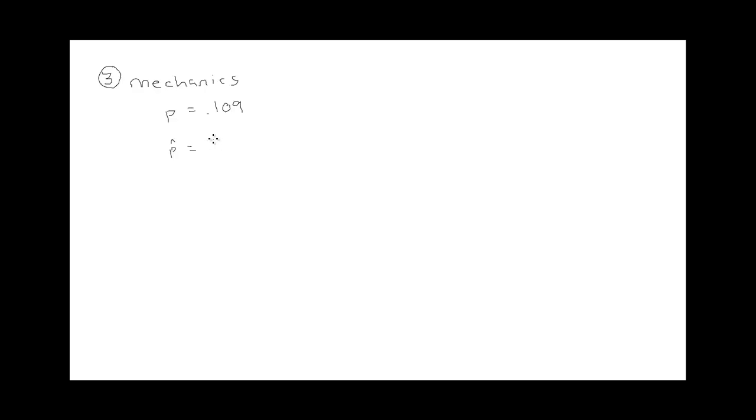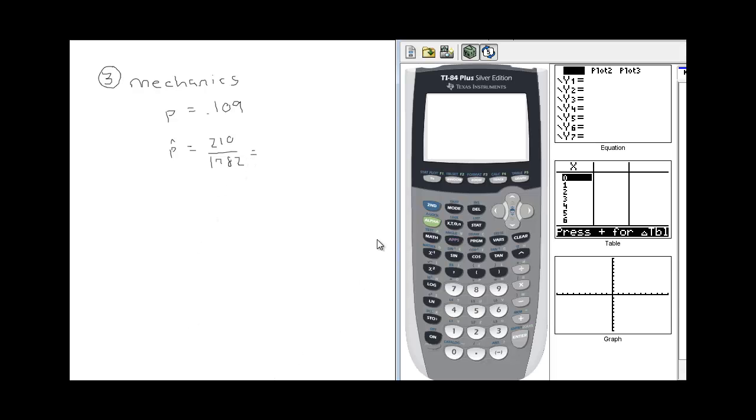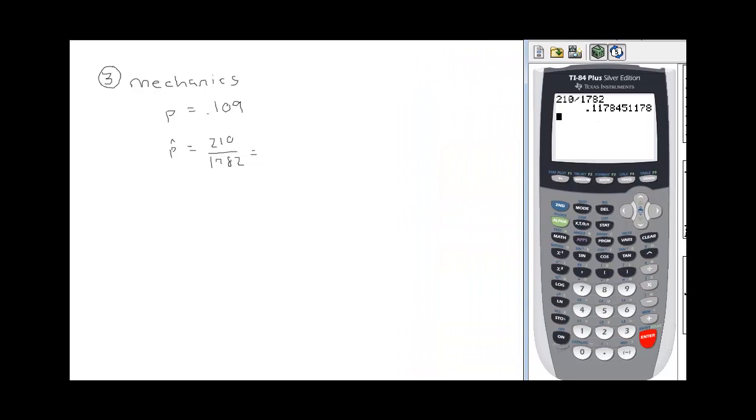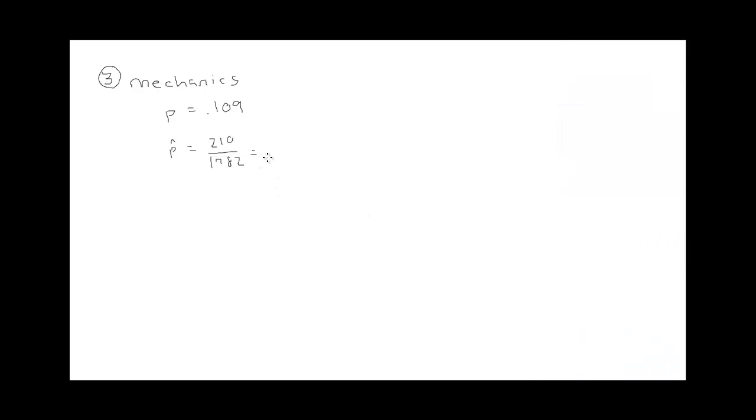We have 210 out of 1,782 students dropped out. And that proportion is, let's bring this up, so we got 210 divided by 1,782. It's 0.118 approximately. So this is about 0.118.